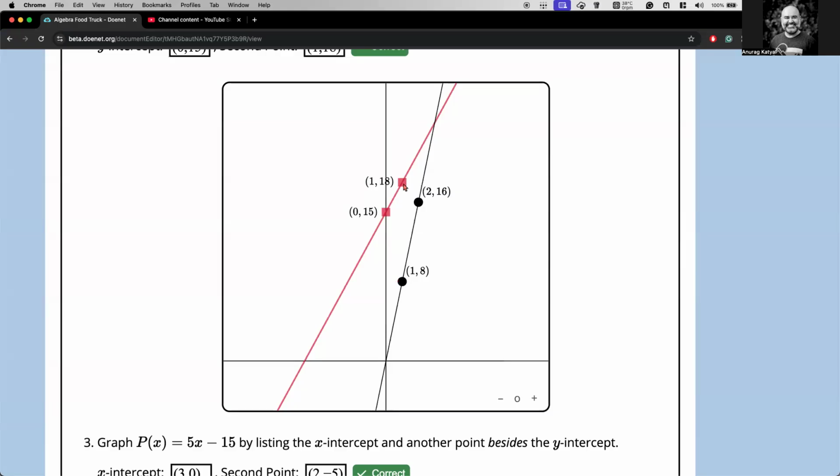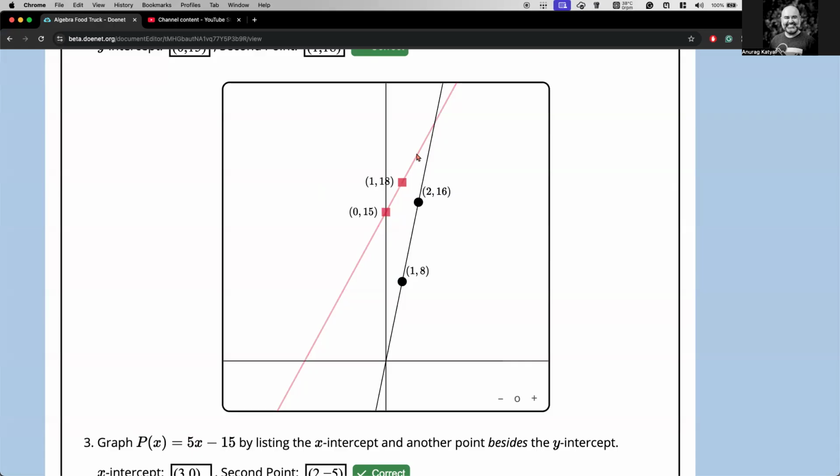If you sell 1 burger, how much is your cost? 3 times 1 plus 15 is 18 bucks. What's your revenue if you sell 1 burger? Are you losing money? What happens if you sell 2 burgers? What's your revenue? How much is your cost? 3 times 2 is plus 15. So it costs you 21, you sell for 16.